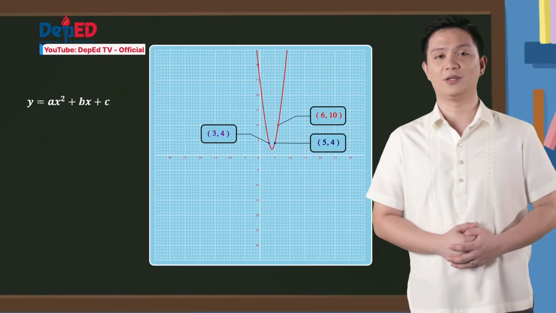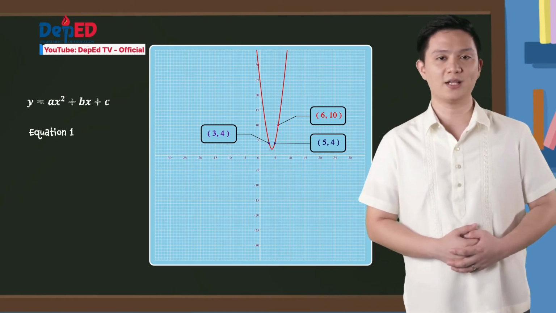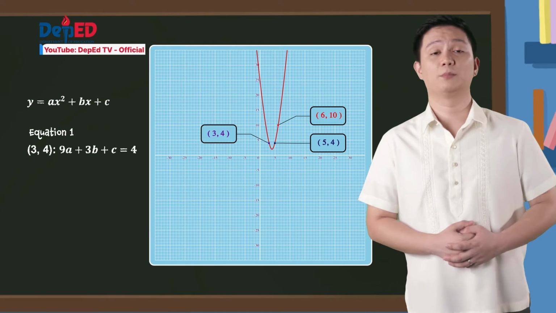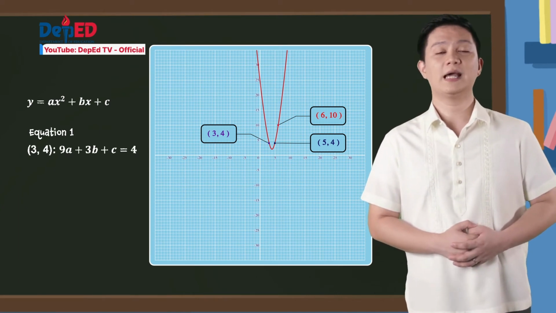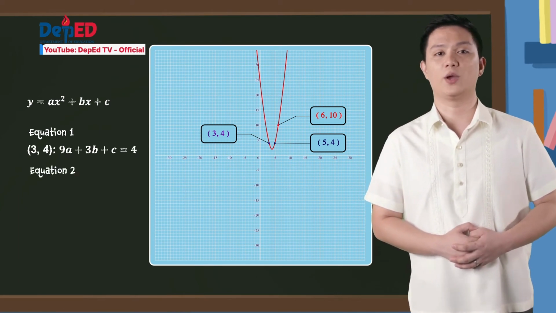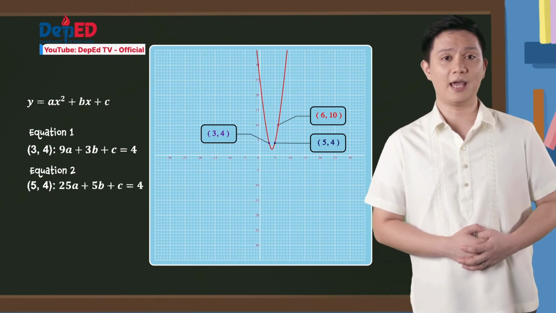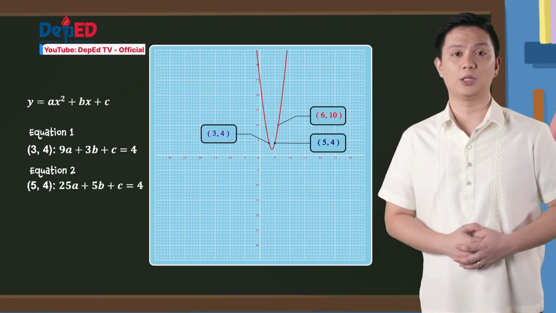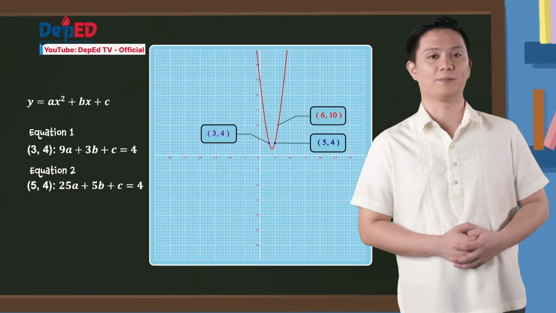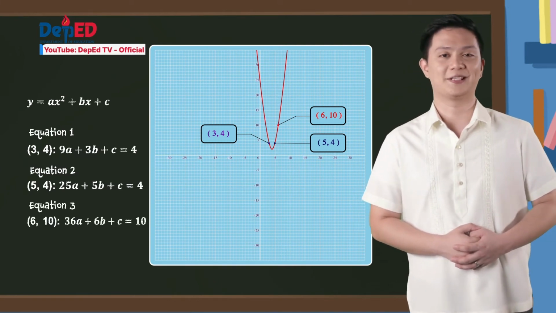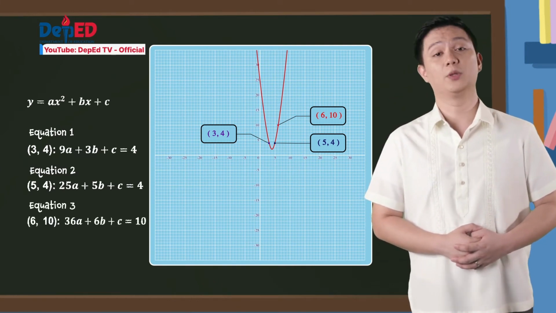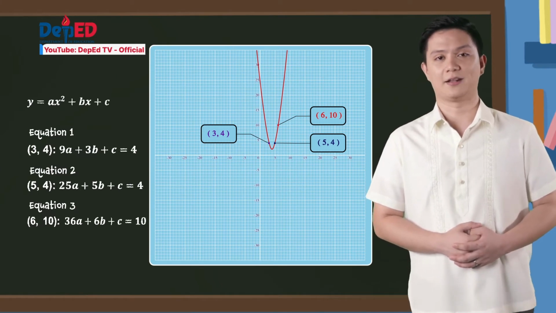So we have the following equations. Equation 1, 9a plus 3b plus c equals 4. Equation 2, 25a plus 5b plus c equals 4. Equation 3, 36a plus 6b plus c equals 10.